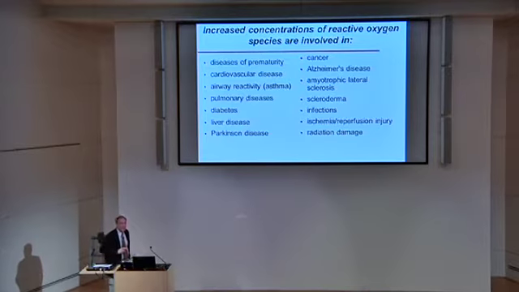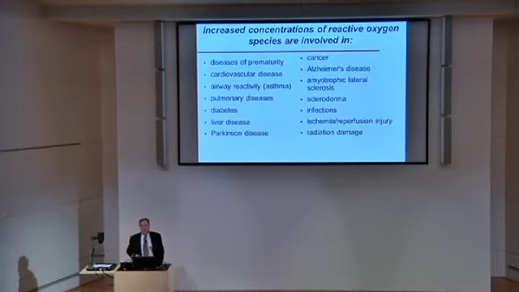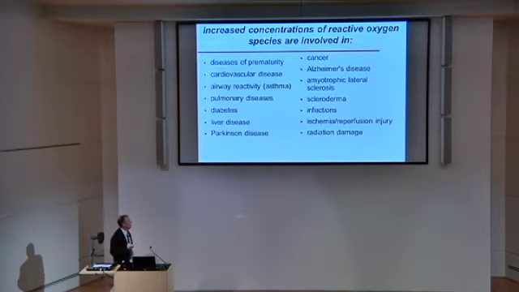I just put up a slide here. These increased concentrations of reactive oxygen species are involved in every one of these diseases, whether it's diseases of prematurity or the disease of aging, ALS, Lou Gehrig's disease, scleroderma, infections, you name it, they're involved. And there isn't a single disease that you can think about that does not involve changes in reactive oxygen species. Now, is it the cause or the resultant or the process? It's involved.